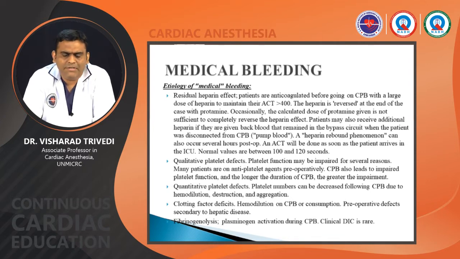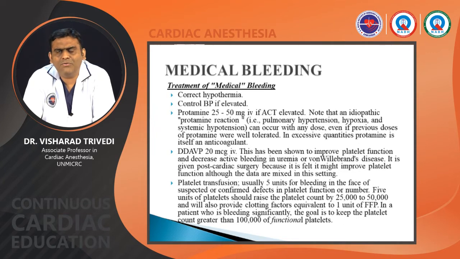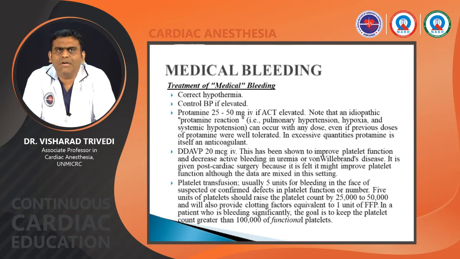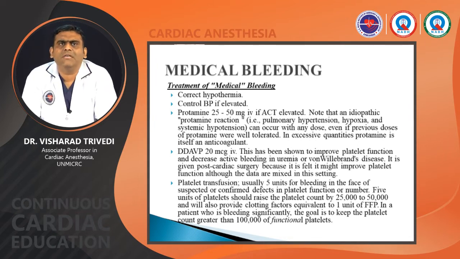Fibrinolysis also is one of the causes of medical bleeding. Now, what you can do to treat that medical bleeding is, first and foremost, correct the hypothermia, because it can lead to coagulopathy. Another one is to control the blood pressure if it gets elevated, so it will decrease your oozing. Another thing you can do is give protamine if ACT is more than 120 to counter the heparin rebound and residual heparin effects.